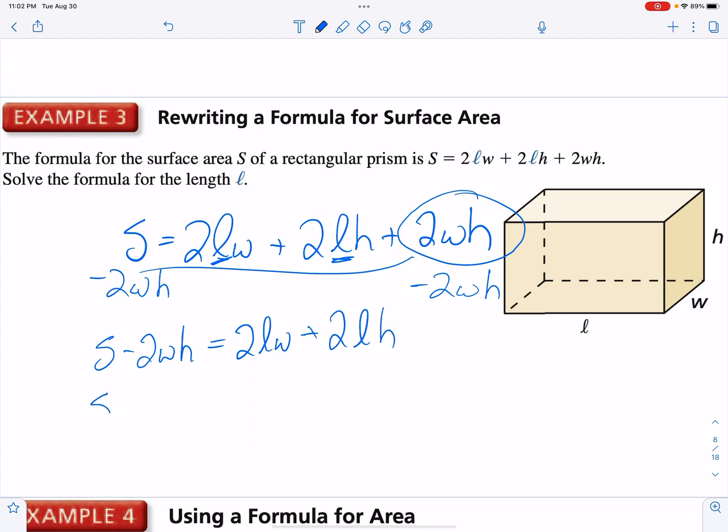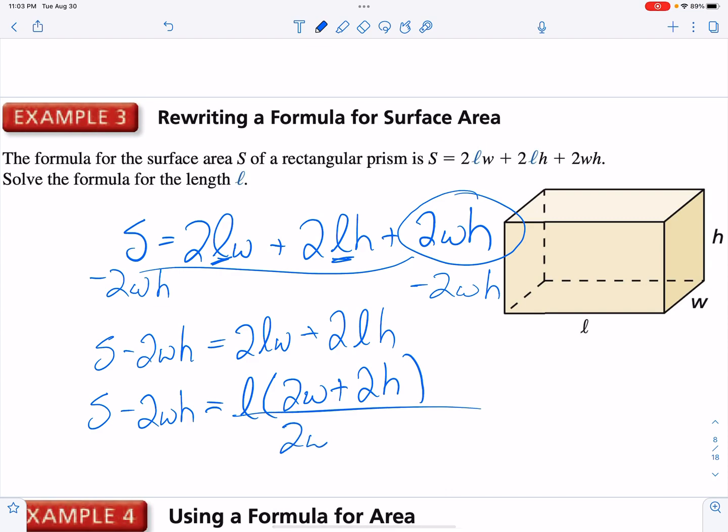Now I can factor out an L, so I have S minus 2WH is equal to L times a quantity 2W plus 2H. And then I can divide by 2W plus 2H. Again, this is pretty advanced stuff, so I'm not going to put this on the chapter 1 test. We will definitely circle back to isolating variables and being able to do stuff like this.